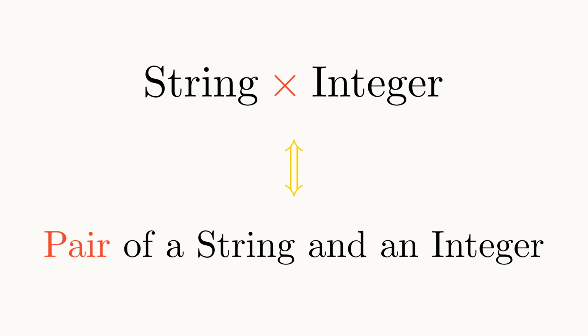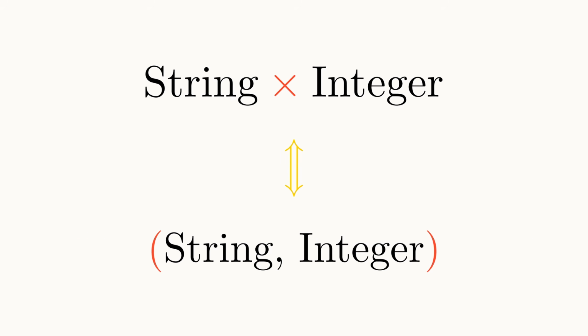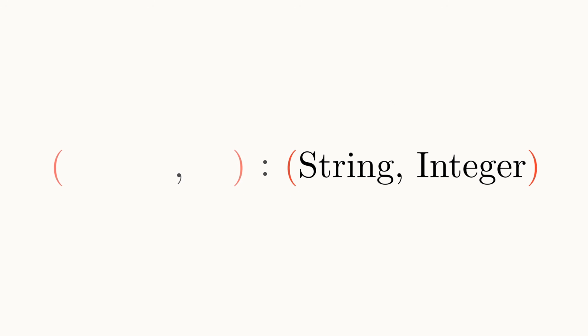Let's call the type of a pair of a string and an integer string integer, with the term of this type being a pair with the first element being a term of type string and the second element being a term of type integer. For example, the term Alice 21 would have type string integer, as would Bob 24.